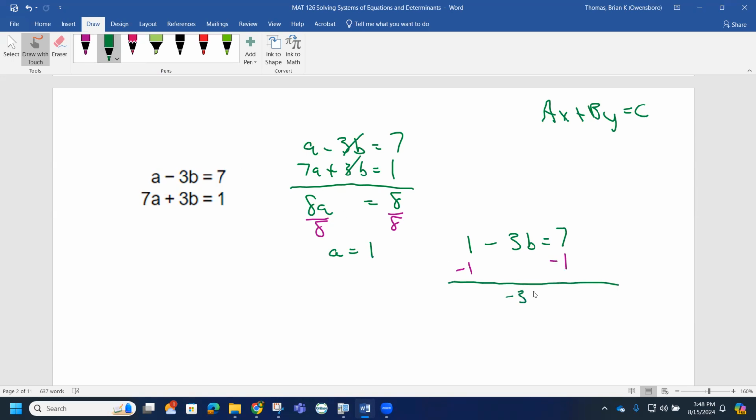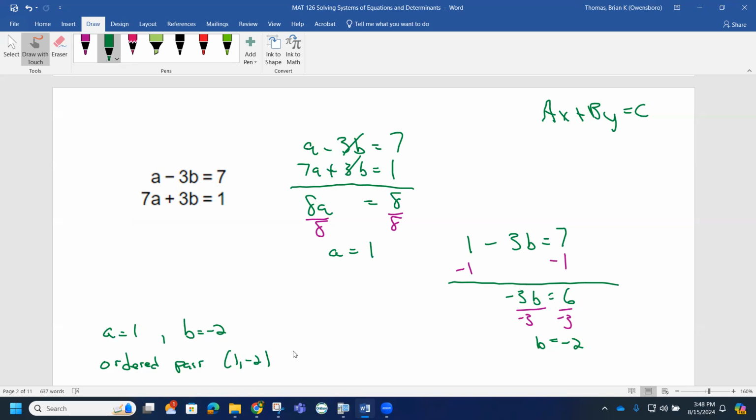That gives me negative 3b, and 7 minus 1 is 6. Then I have to make this coefficient of negative 3 turn to 1, so I divide by that coefficient. That gets my b by itself. Dividing 6 by negative 3 gives negative 2. We've done it. So a equals 1, b equals negative 2. If I want to write that as an ordered pair, your ordered pair would be 1, negative 2.